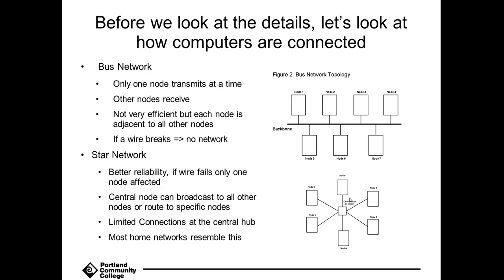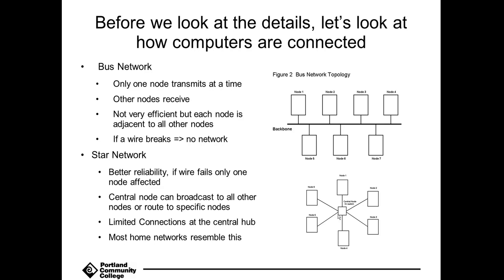Some limitations are that you have limited connections here. In the bus network, you could keep adding machines, although certainly your performance overall would go down. In this one, the central node or switch usually has a limited number of connections, although in a common application, they just add another switch.